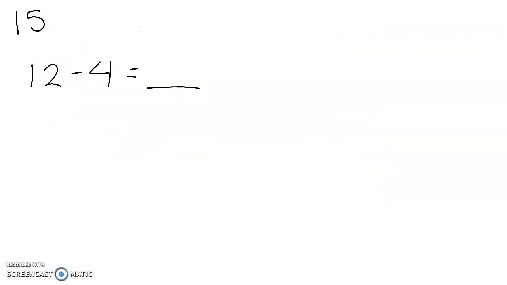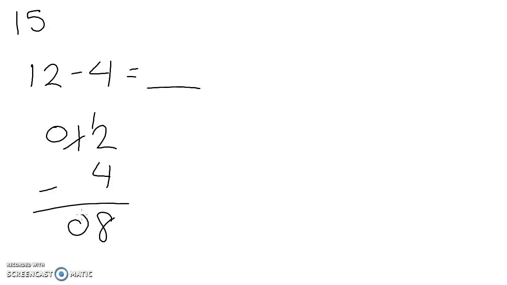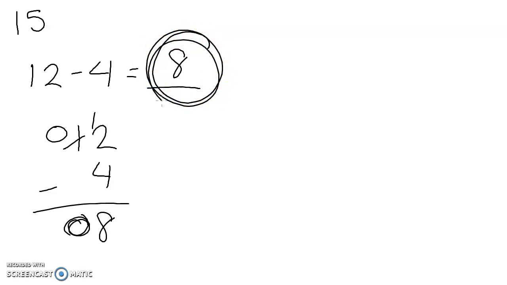All right, so for part B, you have 12 minus 4. There's really nothing special about this one. You just do your subtraction like you normally would, and look, you get the answer. Woo! So the answer to part B is 8.